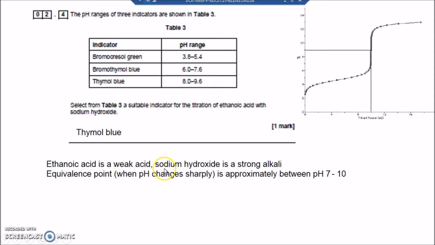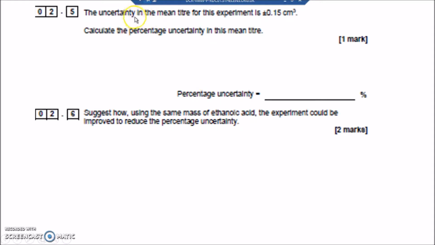Ethanoic acid is a weak acid. Sodium hydroxide is a strong alkali. The equivalence point when pH changes sharply is approximately between 7 and 10. So that's what I've said before. The uncertainty in the mean titer for the experiment is plus or minus 0.15. Calculate the percentage uncertainty for this mean titer. So that's how far it can be out.